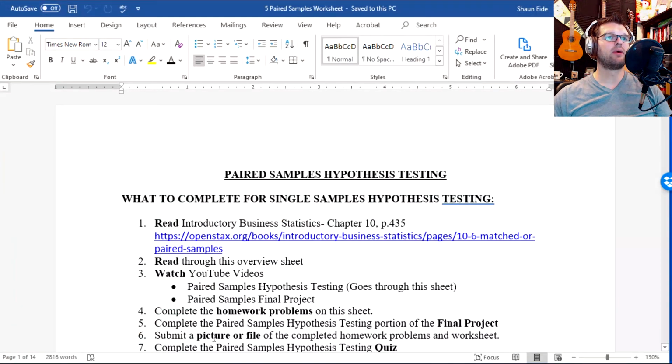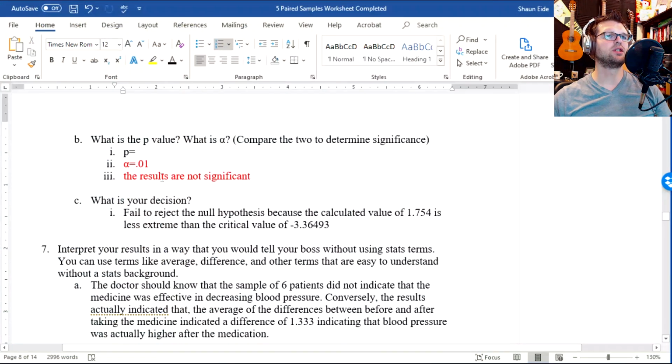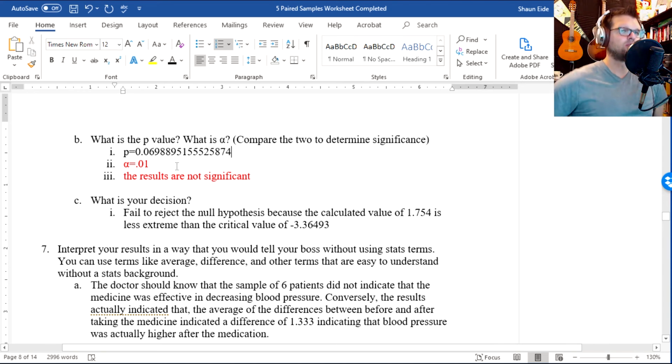So we're going to go back and add to the paired worksheet. So the p-value is going to be 0.06, and so on. It's not that it's extremely improbable, it's just that it does not go beyond the alpha.